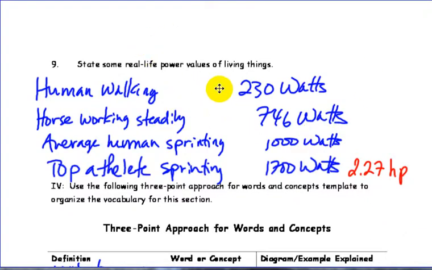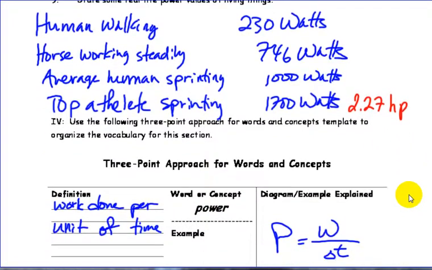Some real life power things I have, and I mentioned this previously, so here's another one. A human walking, 230 watts. Horse walking steadily, where 746 watts is equivalent to 1 horsepower. Average human sprinting, 1,000 watts. Top athlete sprinting, 1,700 watts, and that corresponds to 2.27 horsepower. So when you do the horsepower lab, you can get an idea as to how well you will be able to generate power by running upstairs. If the top athlete can generate 2.27, chances are you'll be less than that.